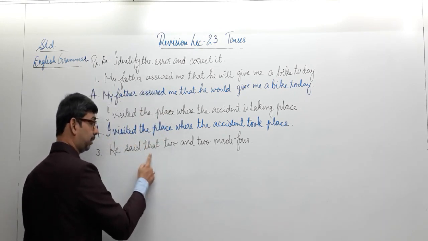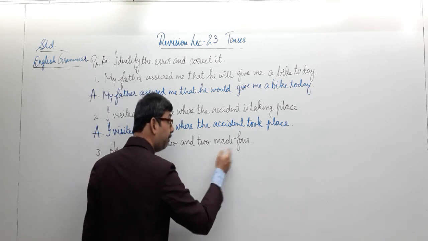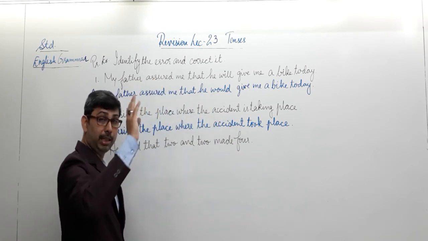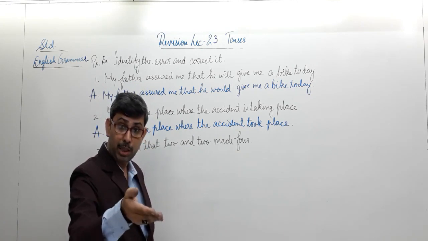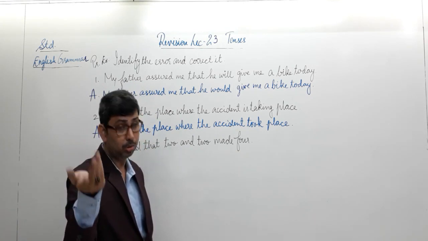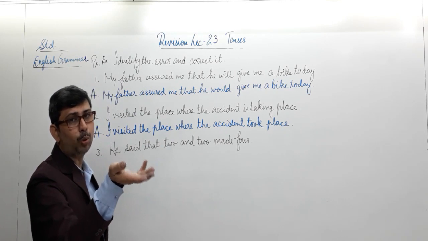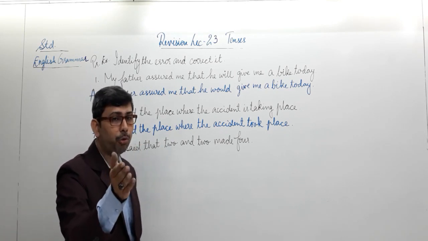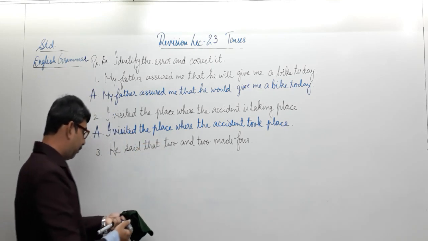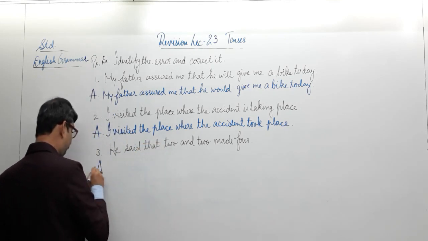He said that 2 and 2 made 4. So it made 4, isn't it? 2 and 2, when you add it, made 4. And now it doesn't make 4. It makes 3, it makes 1, or it makes any other number. No. We still say that 2 and 2 always makes 4 and not made 4. Therefore, we will have to write this corrected in this manner.